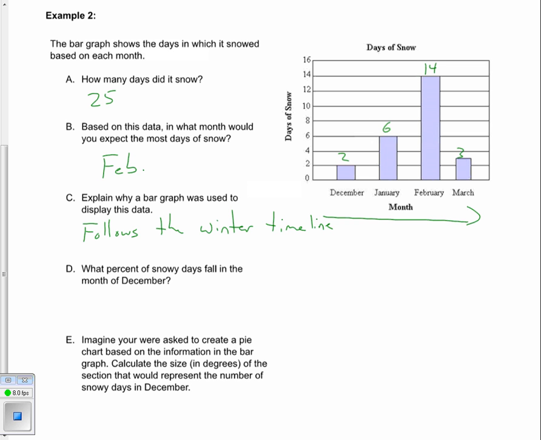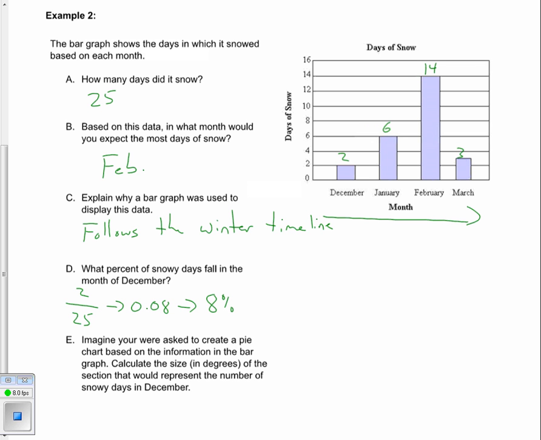What percentage of snowy days falls in the month of December? Well, in December there's 2. There are 2 snowy days in December, and the total number of snowy days is 25. We determined that right off the bat. So 2 divided by 25 is 0.08, and 0.08 as a percentage is 8%.